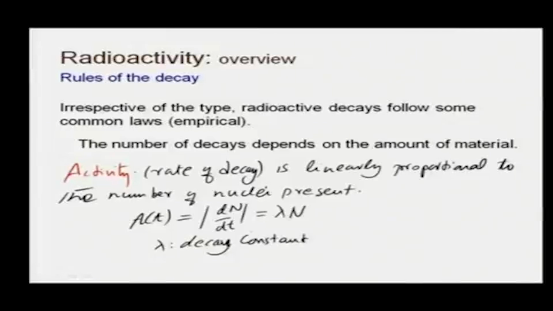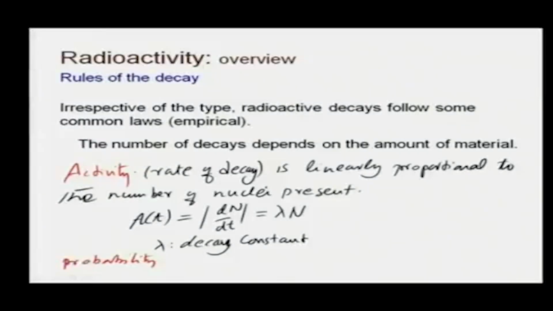Decay constant. If you take one particular radioactive nucleus, it has some probability to decay. If lambda is the probability to decay, then if you take n such nuclei, lambda times n is the number of particles that will decay in 1 second. So lambda is the probability per unit time of decay of one nucleus.